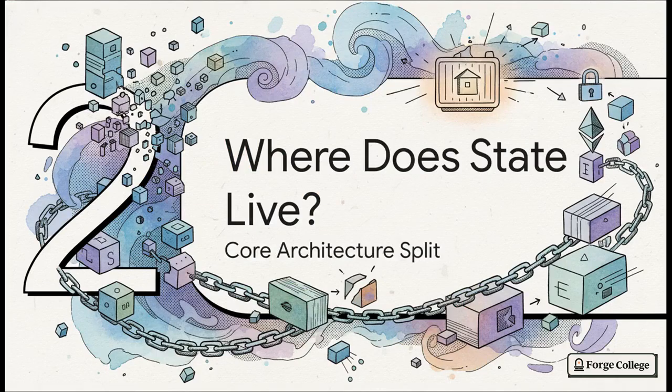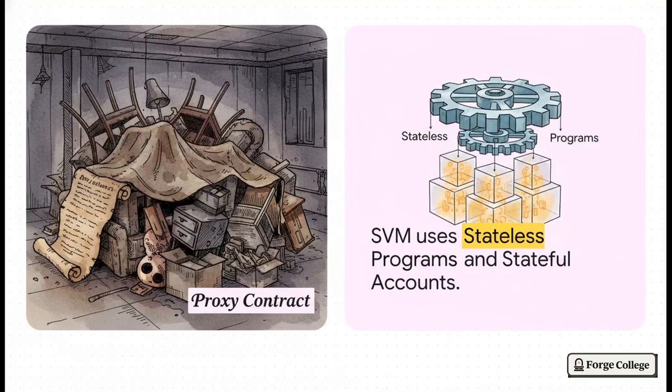Moving on to Section 2, where does state live? This is the core architectural split. So this split is basically the inciting incident of our whole journey. Ethereum has this terrible, messy habit of hiding state inside a proxy contract while secretly delegating the logic somewhere else. Honestly, it's like a roommate hiding all your furniture in the basement and pretending the living room is perfectly clean.